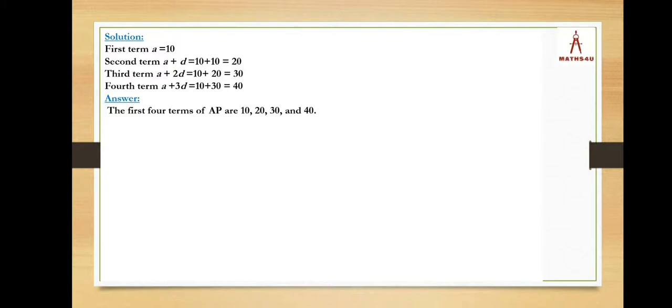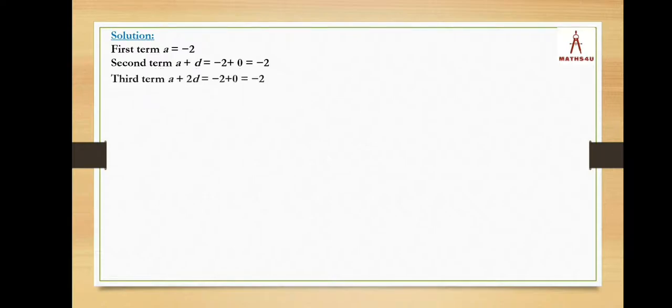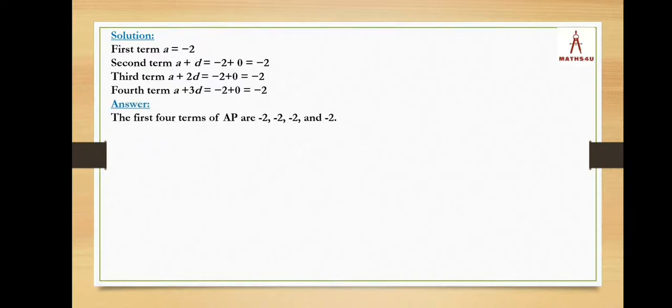I hope you understood. Then what is the second question? In the second question, known is A equals the first term, given as -2, and D is given as 0. So let's see the unknown, the first four terms. We need to find out. So let's see the answer. In the first term, A equals -2. The second term is A plus D, so -2 plus 0, how much? -2. The third term is A plus 2D, -2 plus 0, how much? -2. The fourth term is A plus 3D, so -2 plus 3 into 0, which is 0, so -2. So what are the first four terms? -2, -2, -2 and -2.